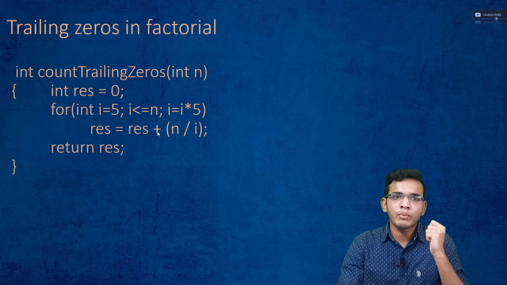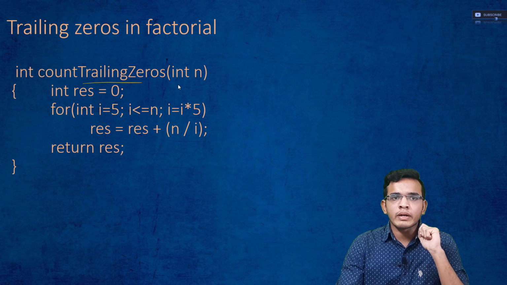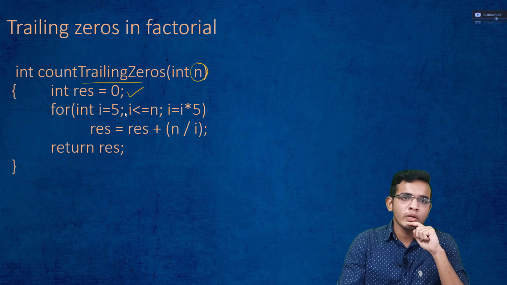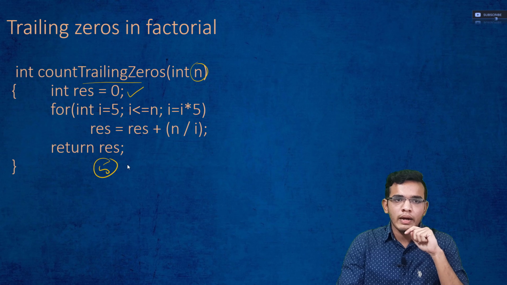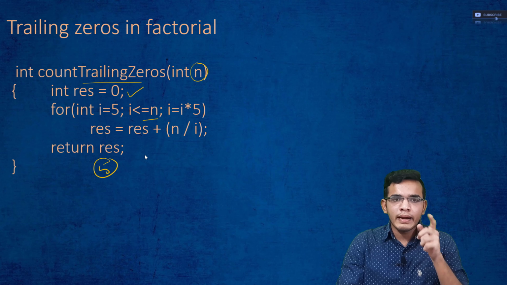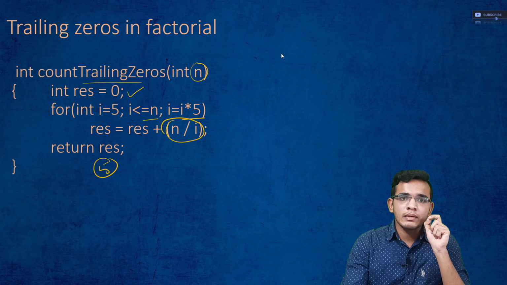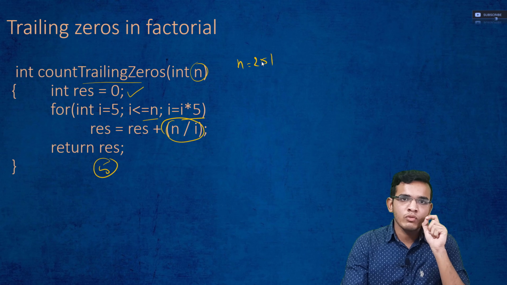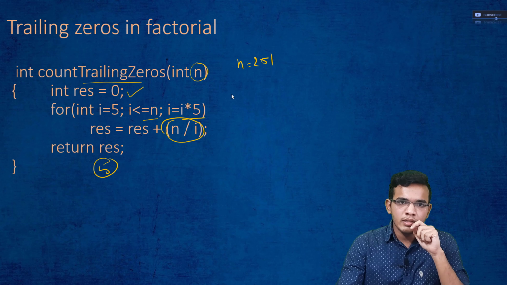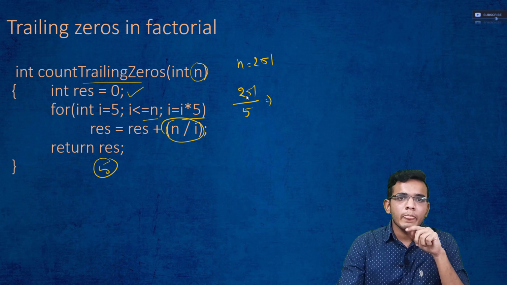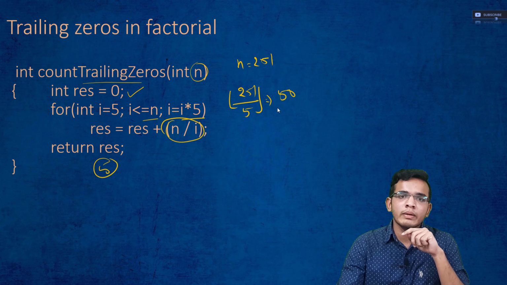So let's see it in a program. I am defining count trailing zeros here and passing a parameter n, and result value is initially 0. What I am doing here is I am starting with the value 5 and going till n, and I am multiplying i with 5 every time. Initially I am calculating n by 5. Let us consider n value to be 251. So 251 by 5 is nothing but 50, because I will take the floor value of this.